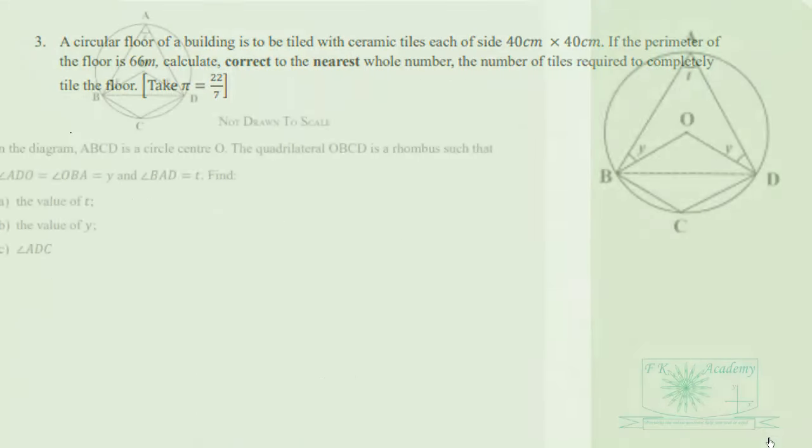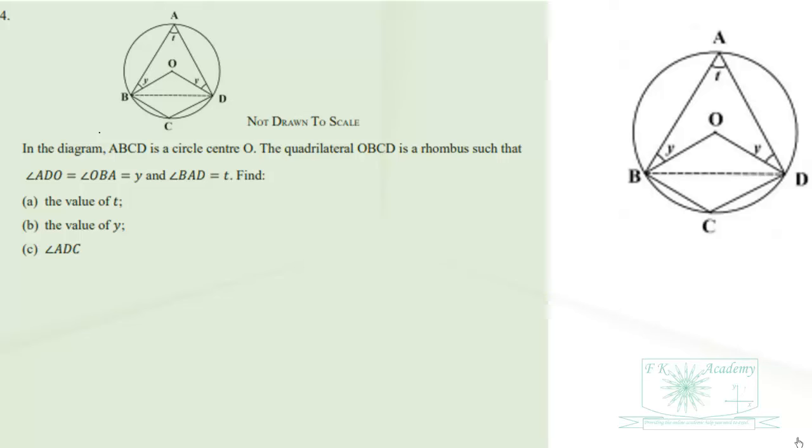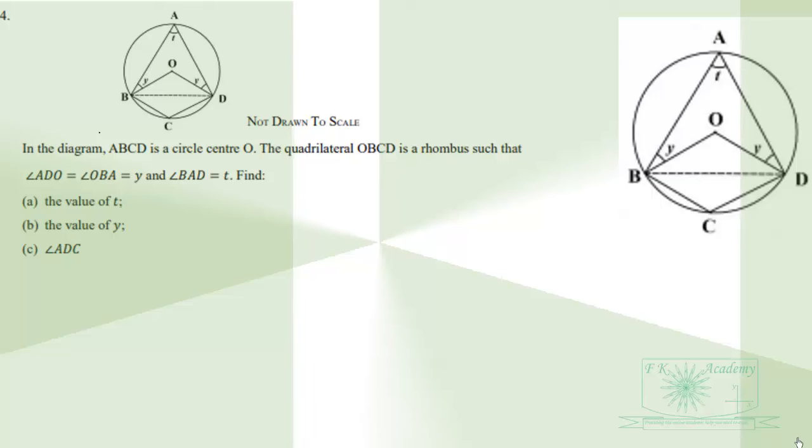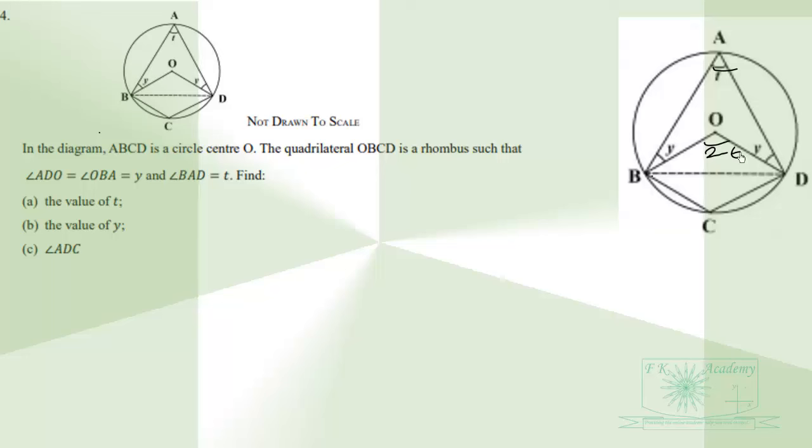Now let's look at question number 4. In the diagram, ABCD is a circle, center O. The quadrilateral OBCD is a rhombus such that angle ADO is equal to angle OBA, we call Y, and angle BAD equal T. Find the value of T, the value of Y, and angle ADC. So since this here is subtended by this at the center, this will be equal to 2T. Now recall that for a rhombus, the opposite angles are equal. So if this is 2T, this will also be 2T.